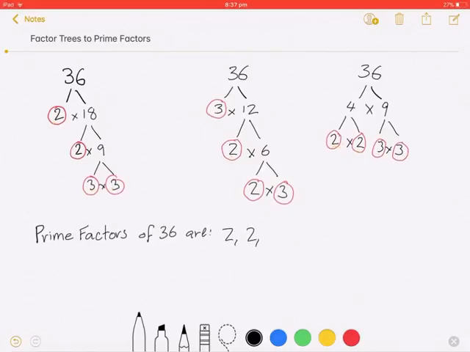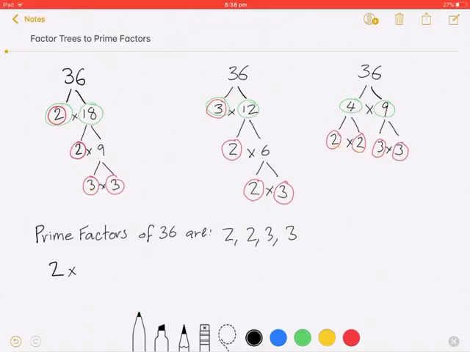2, 2, 3, 3. Now it's different to when we were just writing the factors, because if I was writing factors, I'd only write these ones. The first row are just the factors. Prime factors are when you break it down and it can go no more, so they're the ones I've done in red. This is really interesting though.